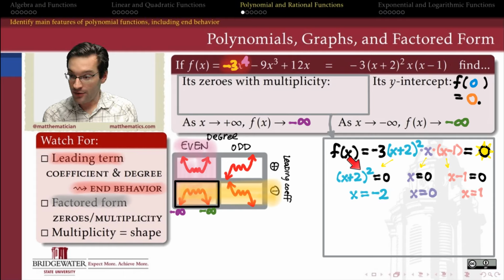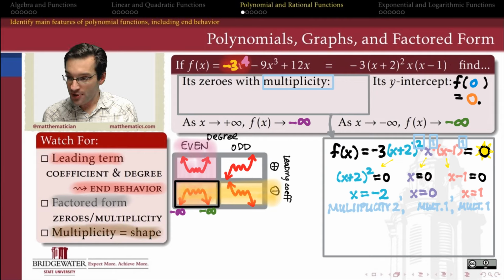X is equal to negative 2 is the 0 that I get from this x plus 2 factor. X equals 0 is what this factor of x is telling me, and x equals 1 is the x-intercept that corresponds to the factor x minus 1. So there I see what my zeros are. Their multiplicities are the exponents that we find on these factors in the formula for f of x.